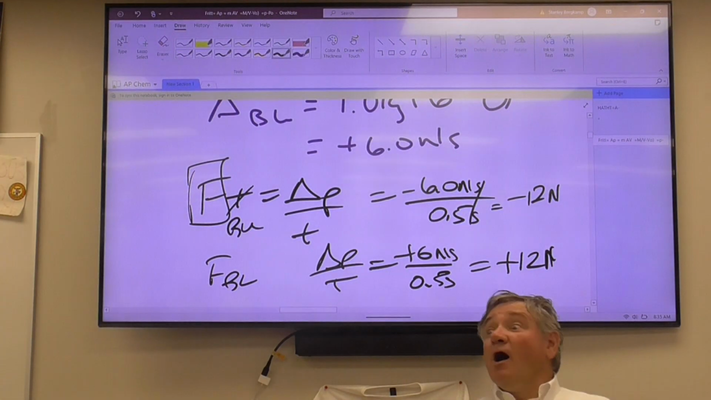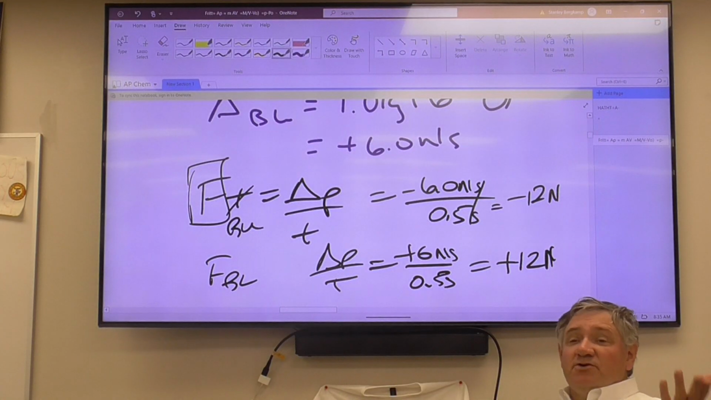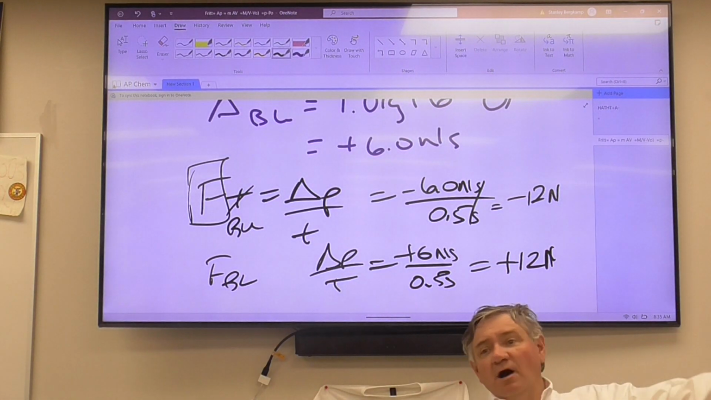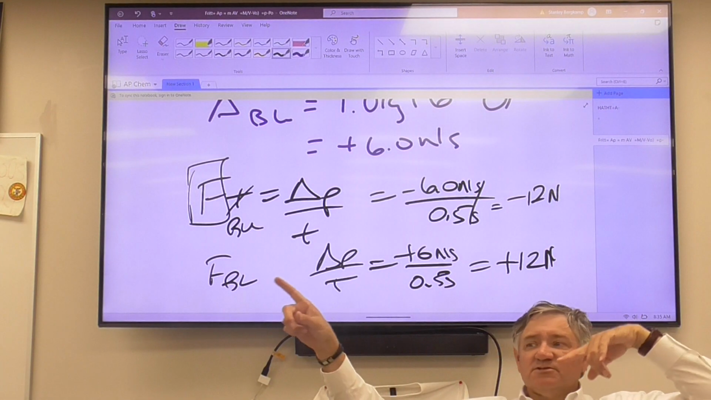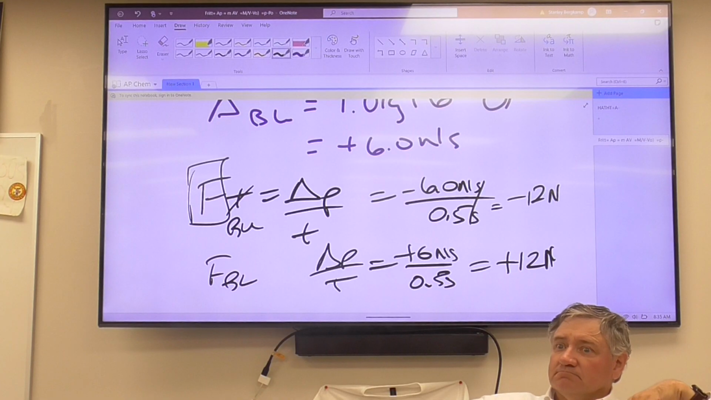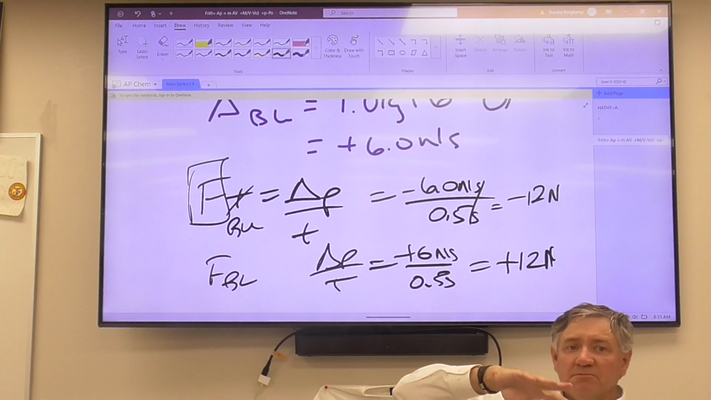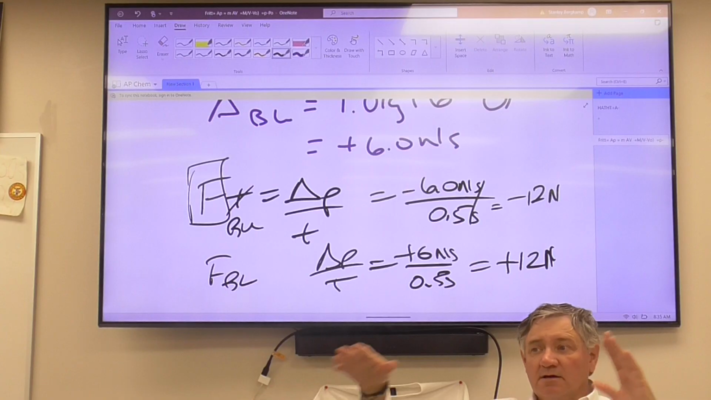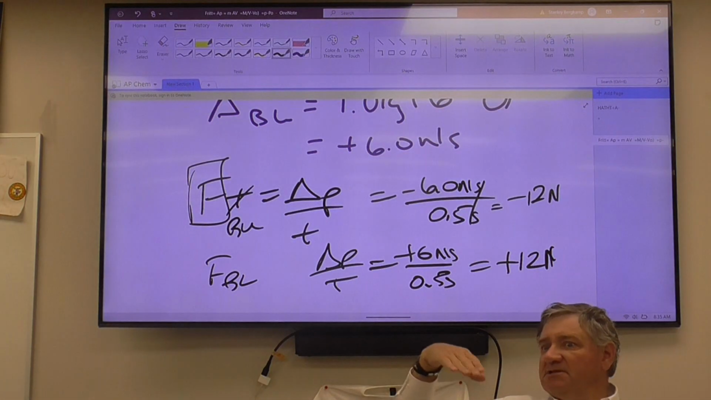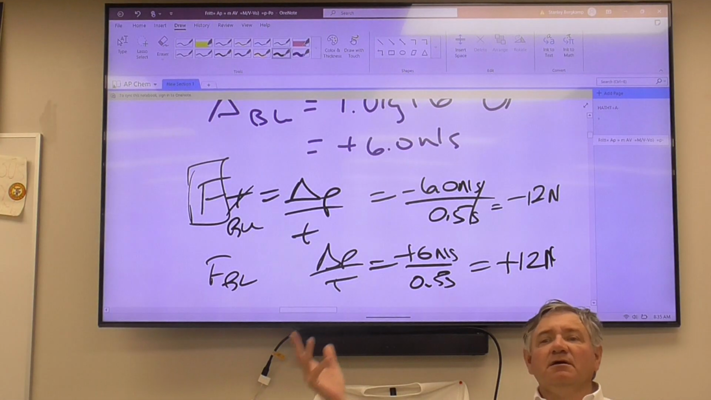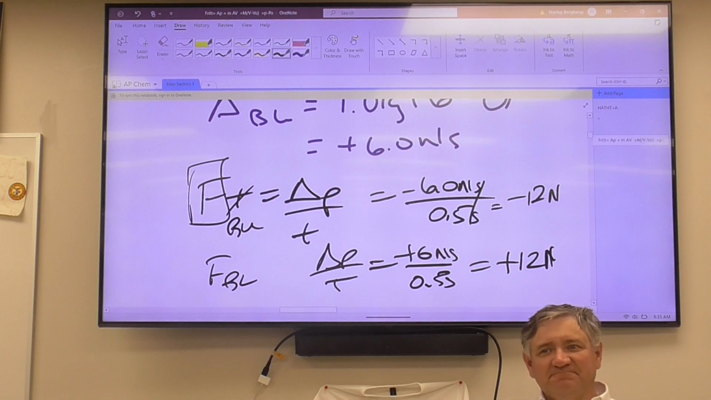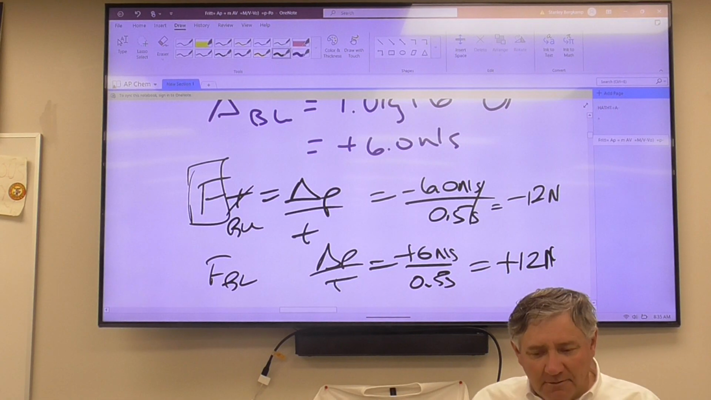What do you notice about the forces? They're equal and opposite. So you prove Newton's third law by the conservation of momentum. Because whatever momentum is lost has to equal the momentum gained. The times of the interactions have to be the same, therefore the forces have to be equal and opposite.